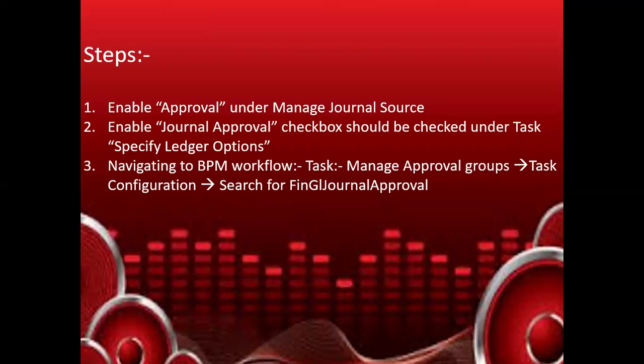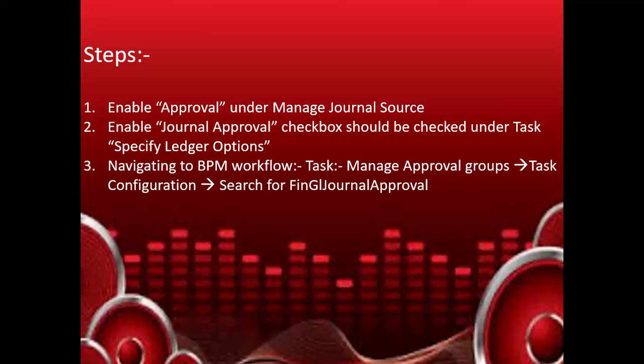So the first step is we need to enable approval under journal source. My requirement is to create journal approval rules, which in my current scenario will be applicable for the journals which are created with the source manual. In a real live client environment, generally we enable the journal approval for journal sources manual and spreadsheet. Generally, we do not enable the journal approval for the subledger related journals.